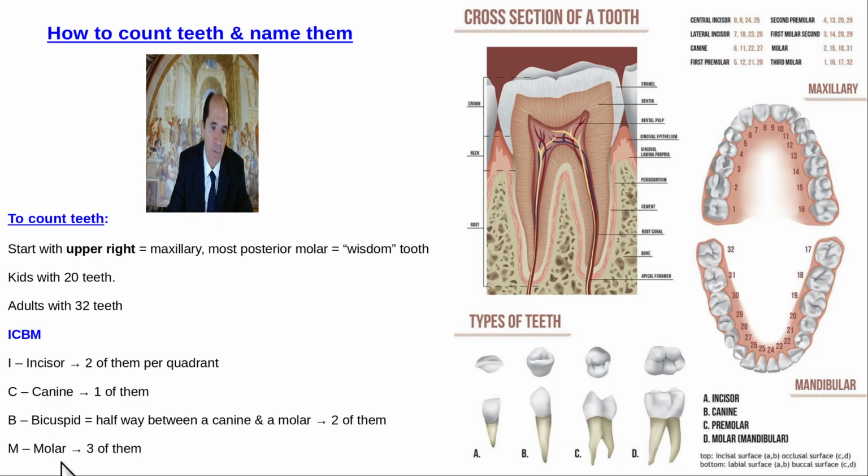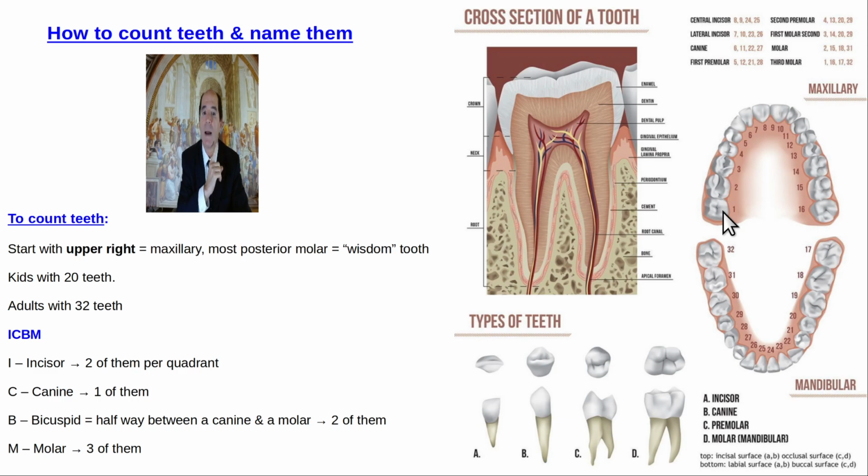Incisor, canine, bicuspid, molar. There are two incisors, and there are four quadrants. There's the upper right quadrant, upper left quadrant, lower right quadrant, lower left quadrant, okay? The way you count the teeth then is you start in the upper right. So the maxilla right posterior molar, that's this one in the picture. Then you go 1, 2, 3, 4, 5, 6, 7, 8. That's the first quadrant. All the way to 16.